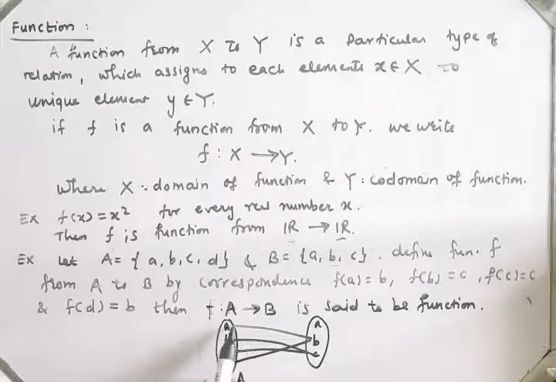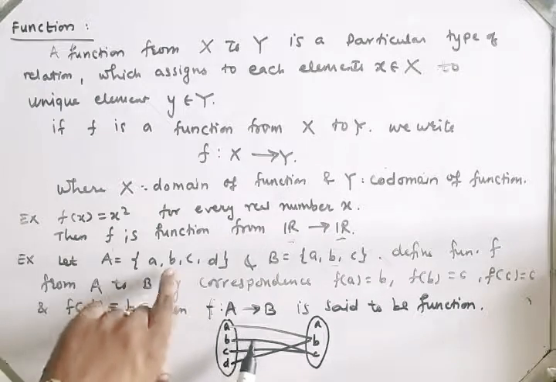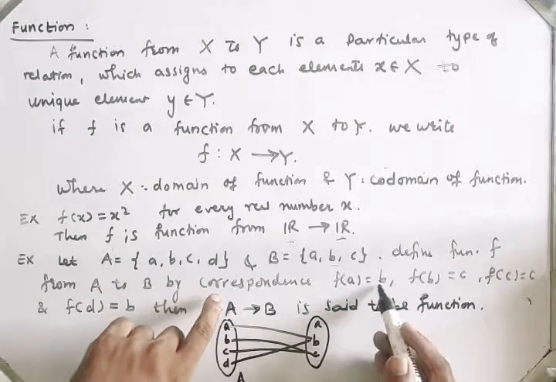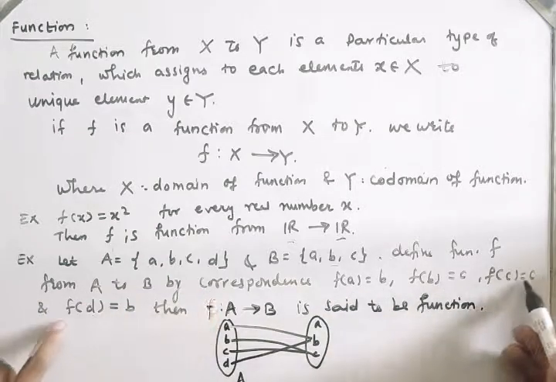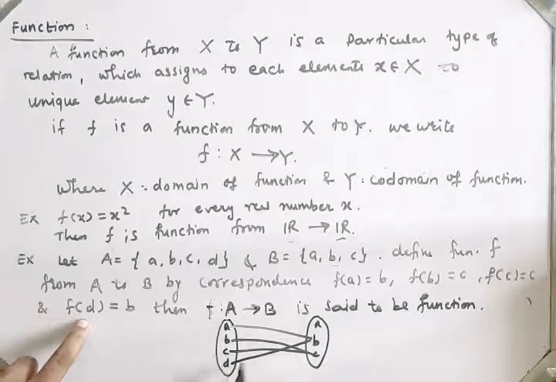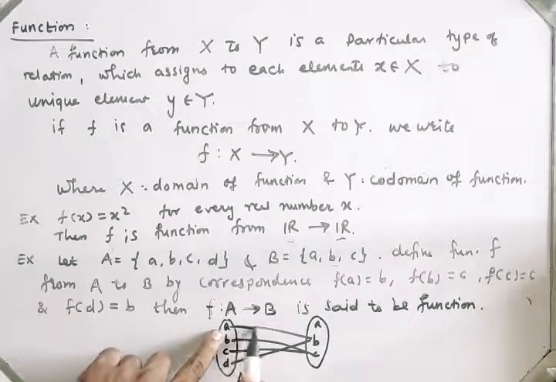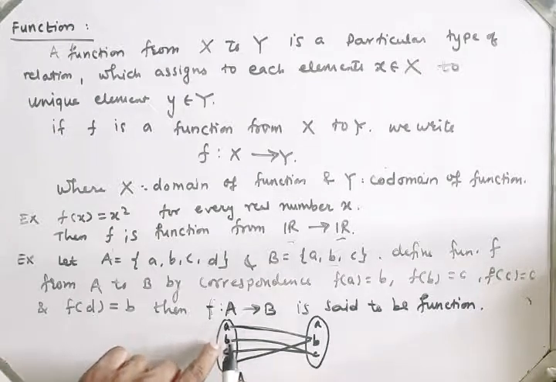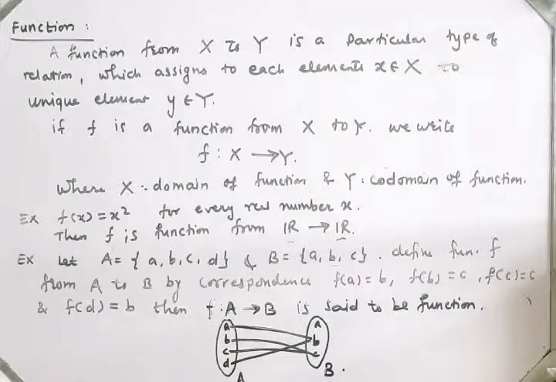This means we have given set A and set B. With the relation of correspondence, f of a is equal to b, f of b is equal to c, f of c is equal to c, and f of d is equal to d. It means every element in set A assigns exactly one element in B. From a we get a single line, so one element. From b I have only one line. From c I have again a single line. So we see that for every element from set A there exists a unique element in set B, so the function f from A to B is a function.